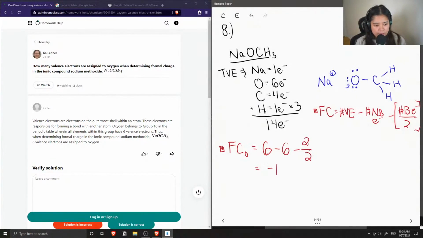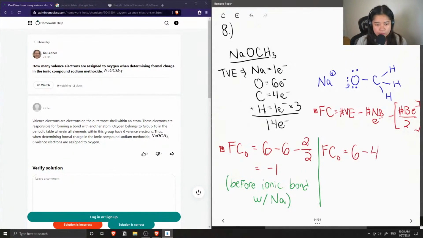So let's just show how this -1 is before our ionic bond with sodium. And then after bonding is what we did earlier, which is the 6 minus 4 minus 4 over 2. And then it becomes neutral. So this is after donating electrons to our sodium.